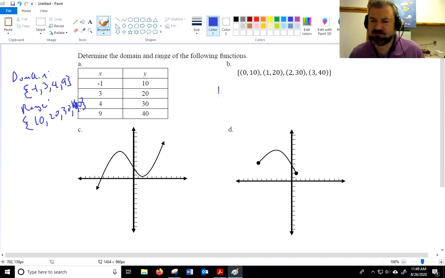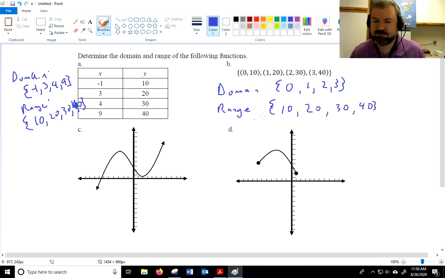Okay, let's take a look at the domain here. The domain is the x coordinates, so 0, 1, 2, and 3. And the range is 10, 20, 30, and 40.